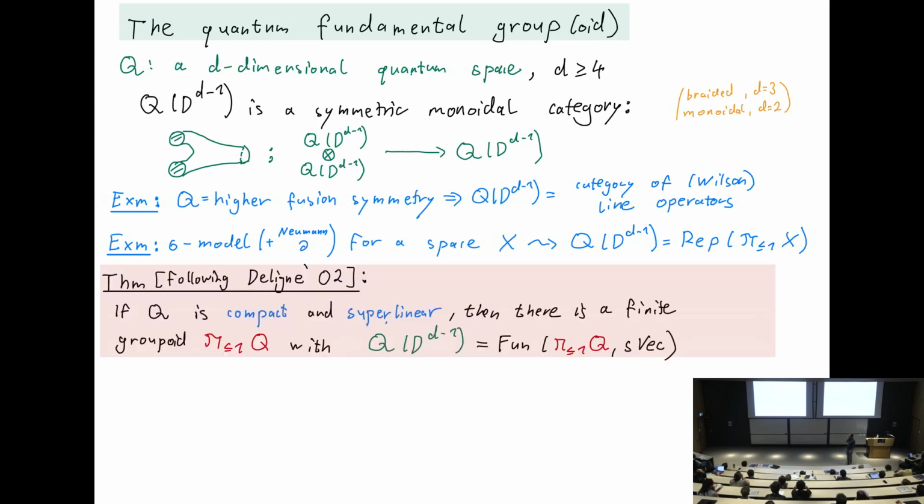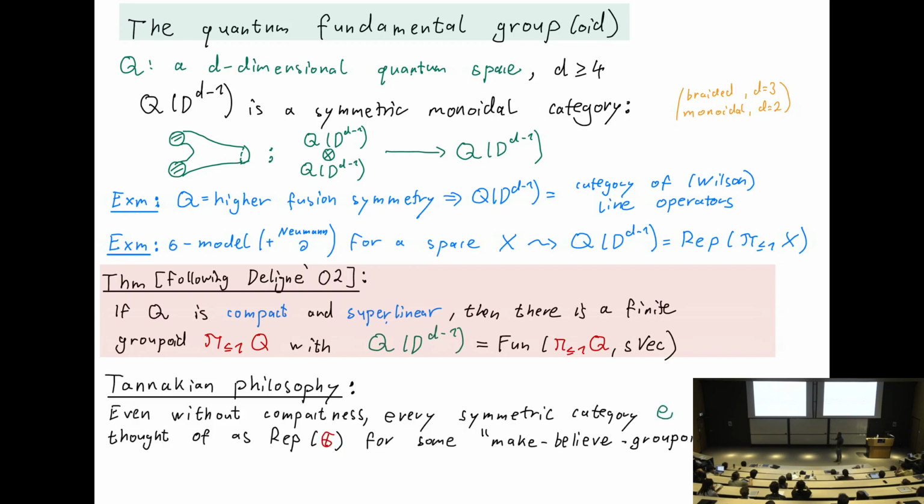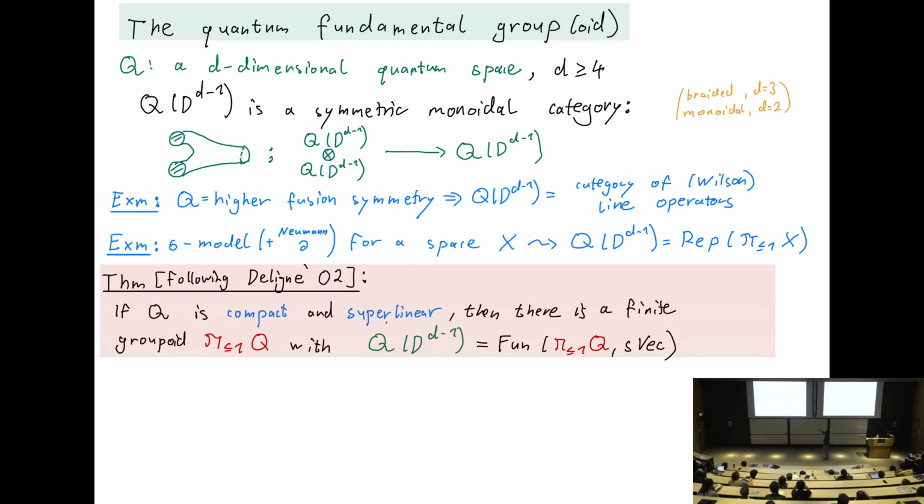And now here comes the first kicker result by Deligne, which implies, I mean, there's a mathematical theorem, which implies that if Q is a compact and superlinear quantum space, then there actually exists a finite groupoid such that this category of line operators is just functors from this finite groupoid to supervector spaces. And this finite groupoid is the thing that I call the fundamental groupoid of my quantum theory. And I should say, now, if you just care about this very finite case, that's good enough. I've already defined the fundamental groupoid.